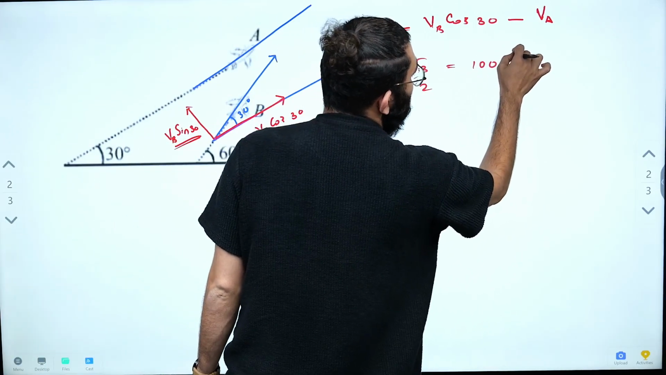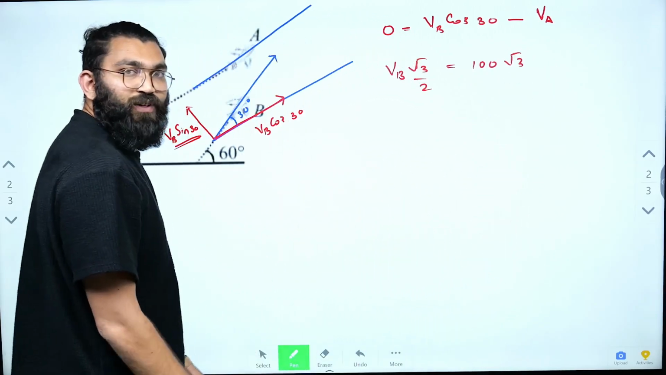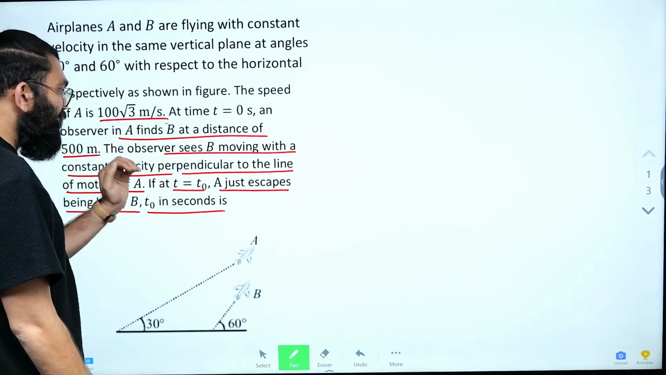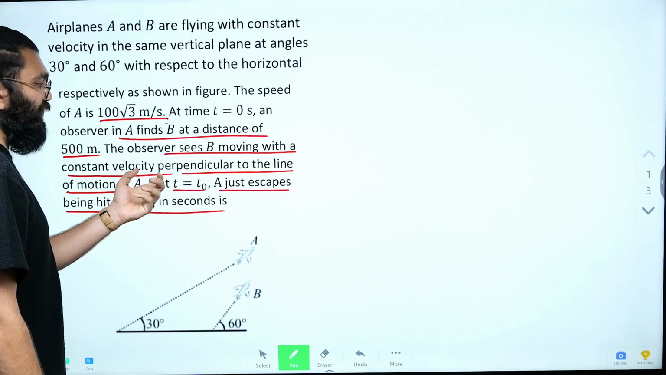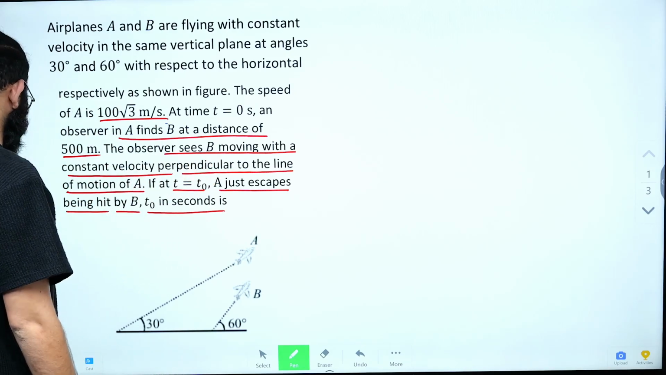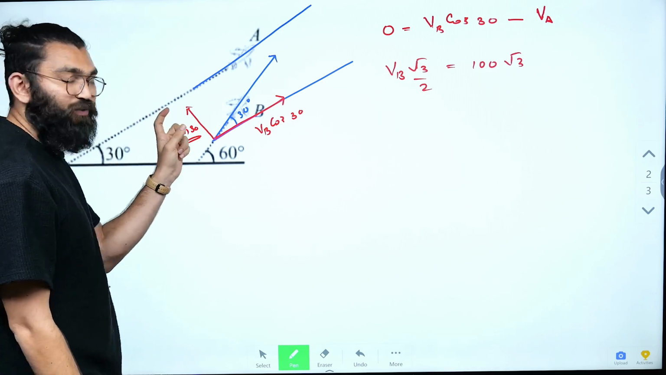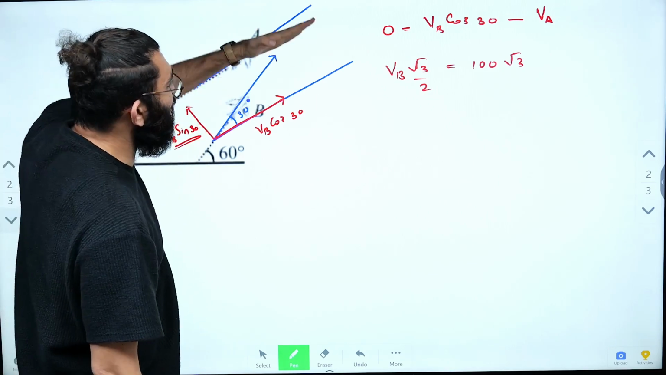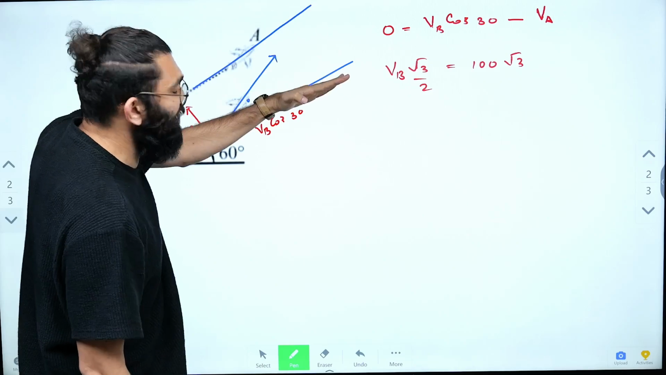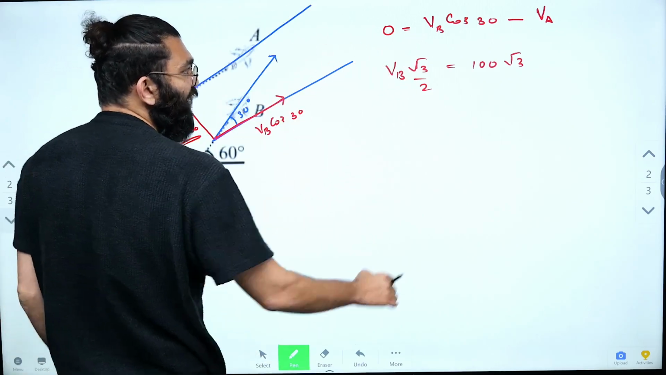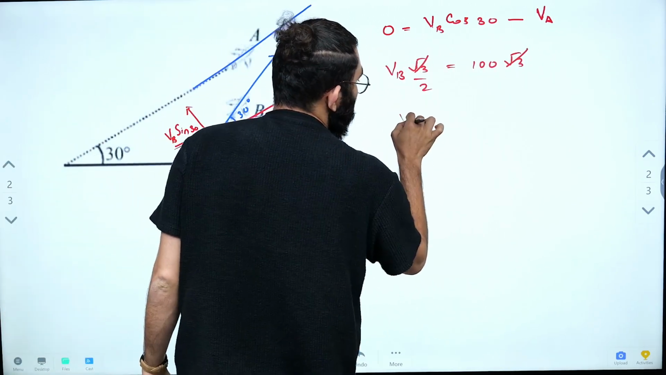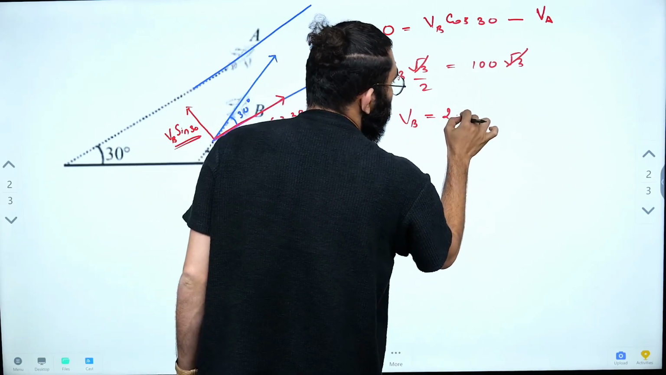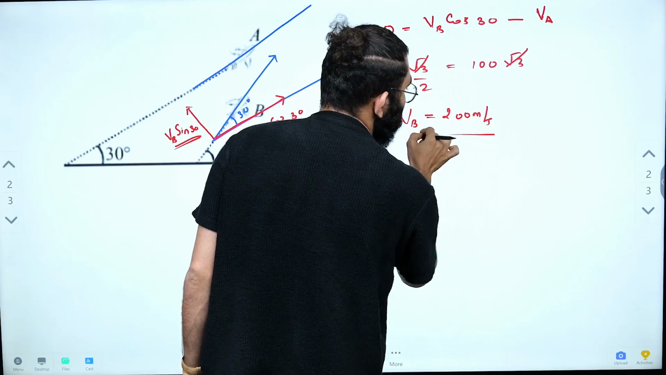This is the key point of the question, which means an observer from A sees B moving with a constant velocity perpendicular to the line of motion of A, which means the relative velocity along the direction of motion of A is 0. So we can equate these two, root 3 gets cancelled out, and the absolute velocity of B is 200 meter per second.